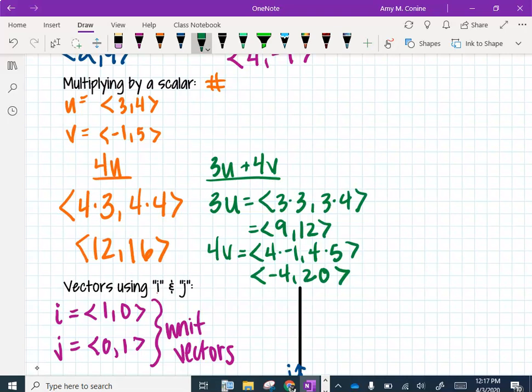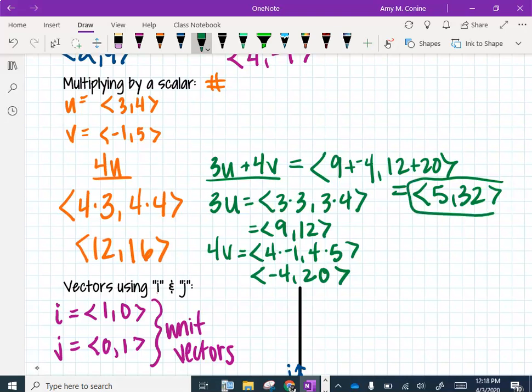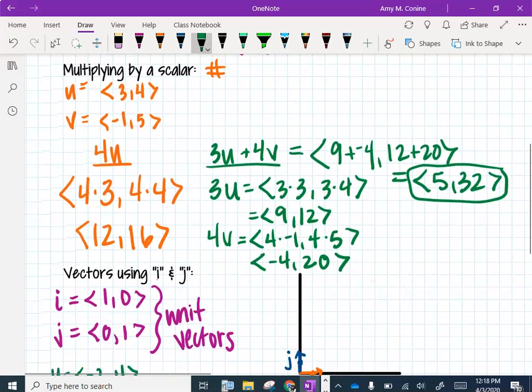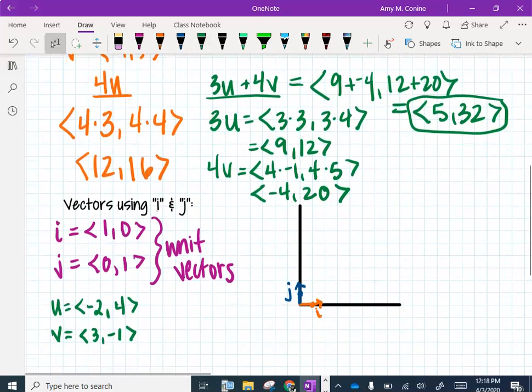Then if I do the actual addition together up top, I'm going to take my 9 plus negative 4, and my 12 plus 20. So then I should get 5, 32 for the whole thing. That's my answer. All right, so that is operations with vectors. There are other vector properties, but they're all pretty straightforward from what you've learned before, so we're not going to take the time to talk about them.